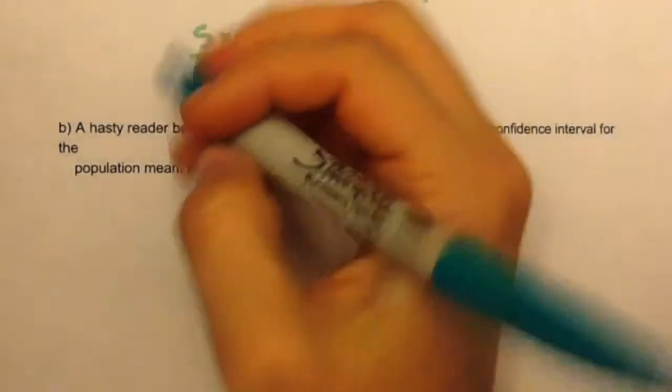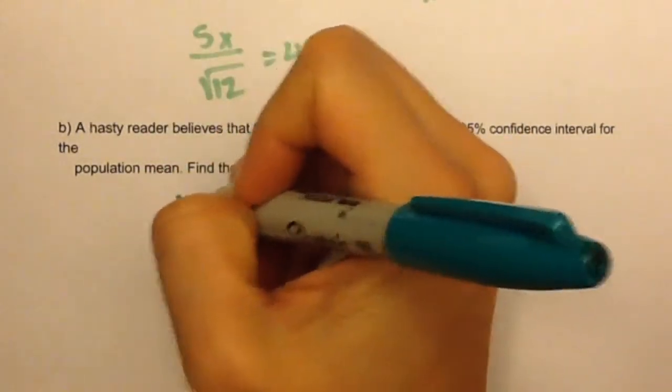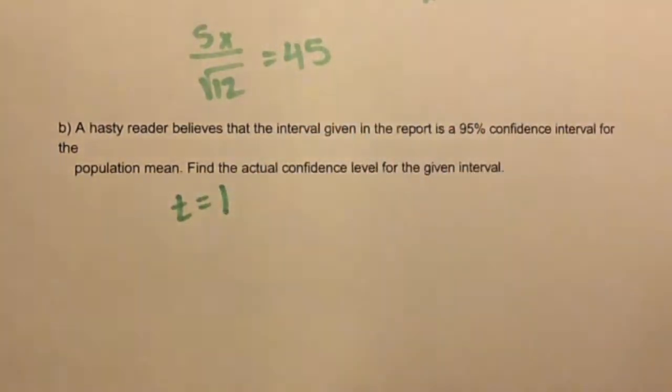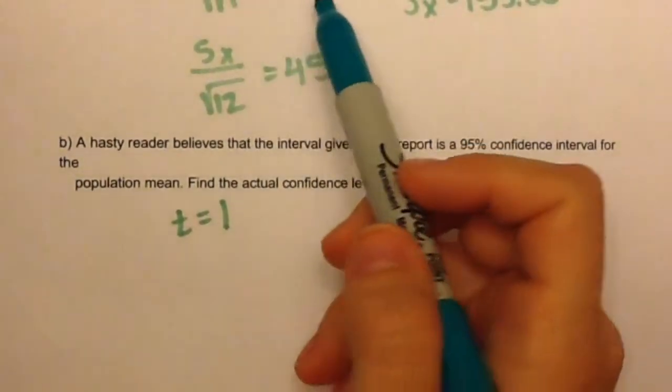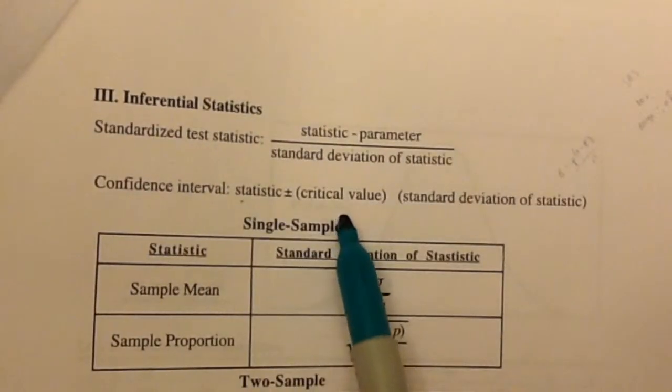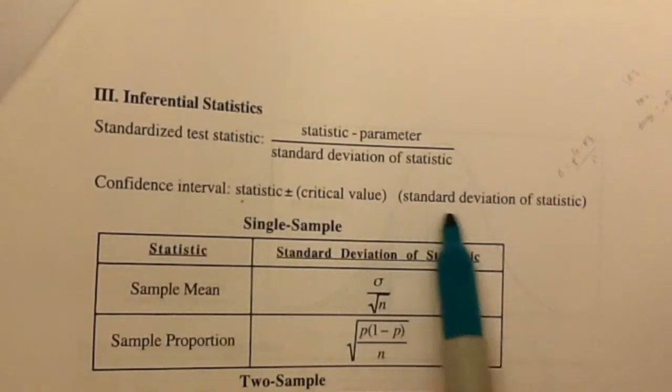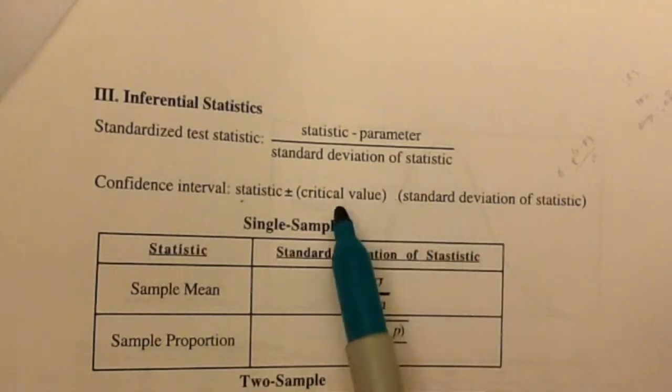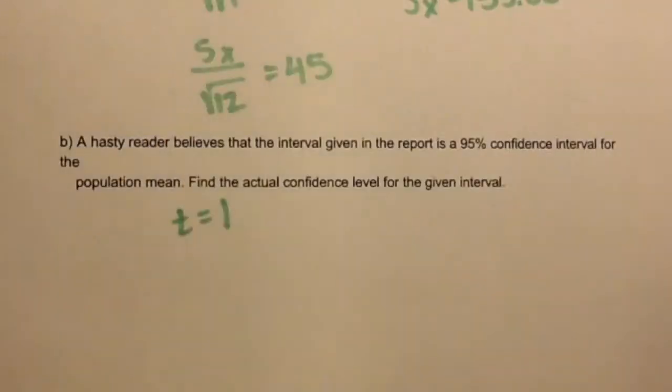So we know that t is equal to 1, because we had our standard deviation of 45, and it should be our critical value times the standard deviation. So if the standard deviation is going to be 45, then our critical value had to have been 1. So we know t is 1.